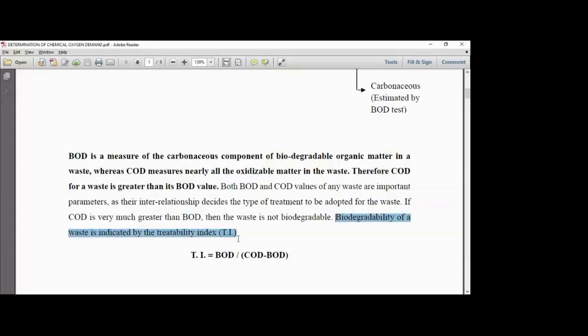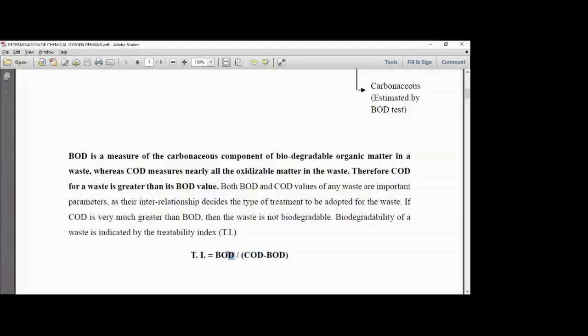Biodegradability of a waste is indicated by the treatability index. Again, a very important question with respect to your oral. So what is a treatability index? Treatability index is BOD upon COD minus BOD. Now let's break down this particular formula. What is BOD? It is the measurement of the oxygen required for organic matter. And COD minus BOD is the measurement of the oxygen required for inorganic substances. So here it is organic upon inorganic, right?